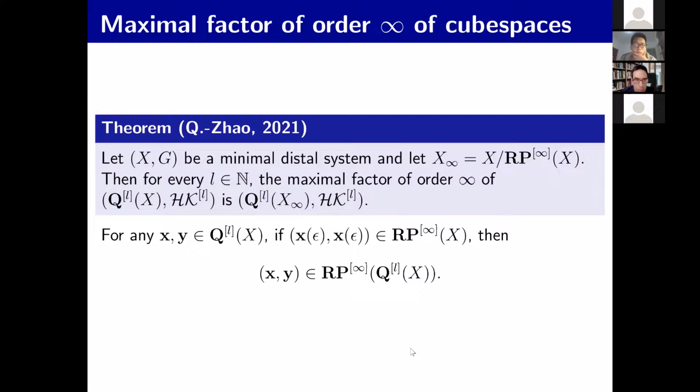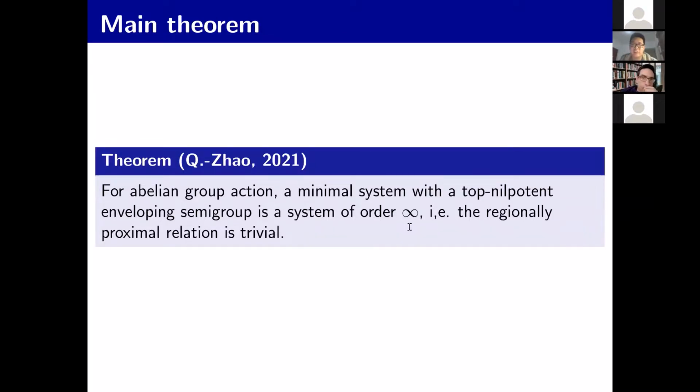And we still need the following result. Here G is an abelian group. That is, the maximal factor of order infinity of the cube space is the cube space generated by the maximal factor of order infinity. And I will explain later why we use this. So with this result, we can finish the second part.